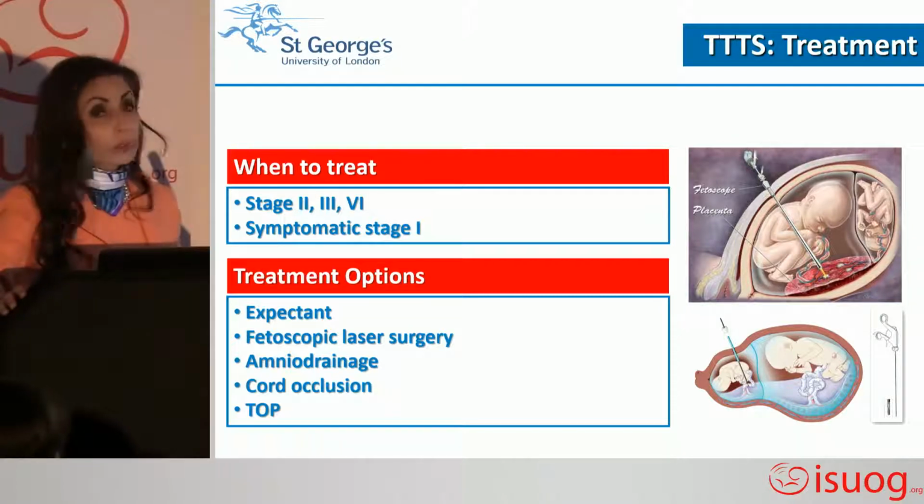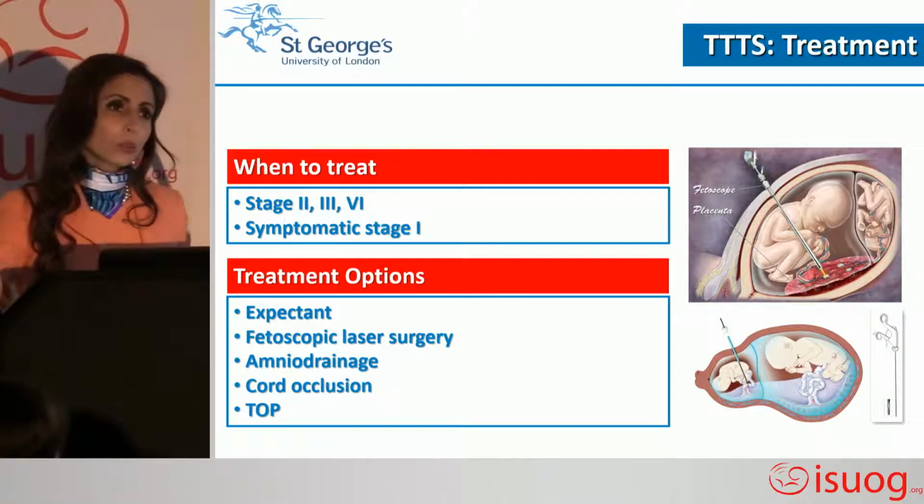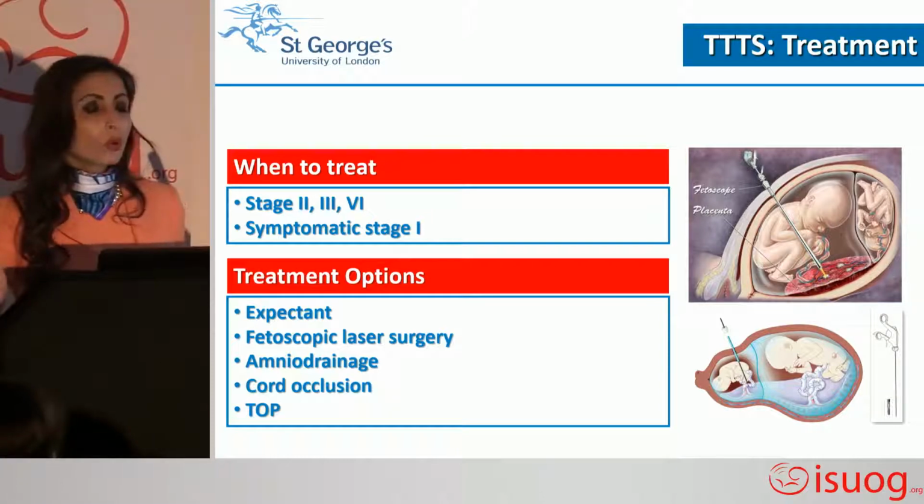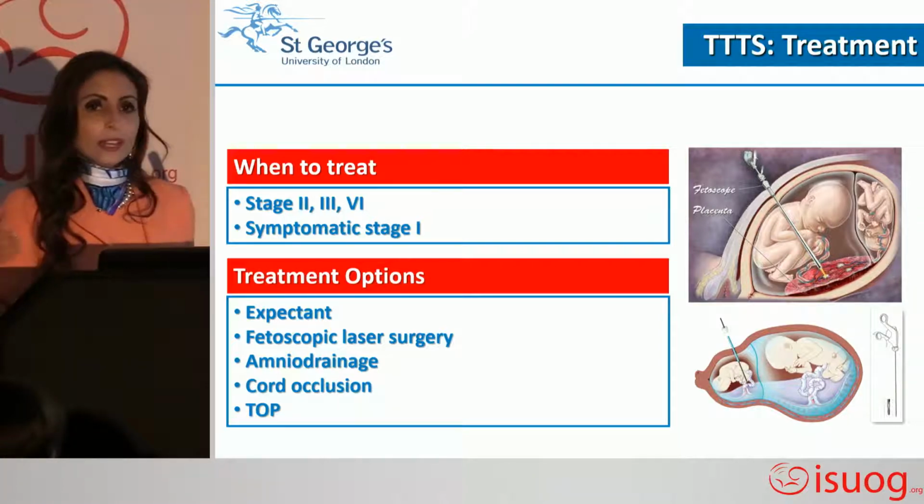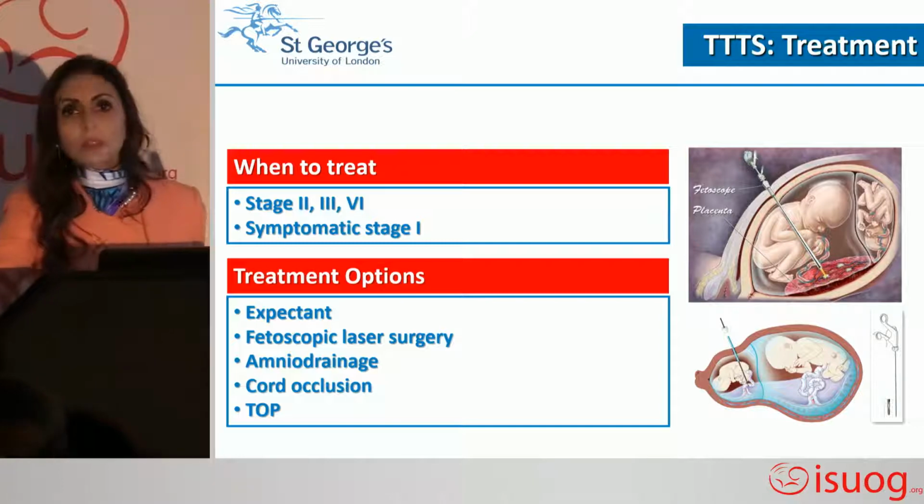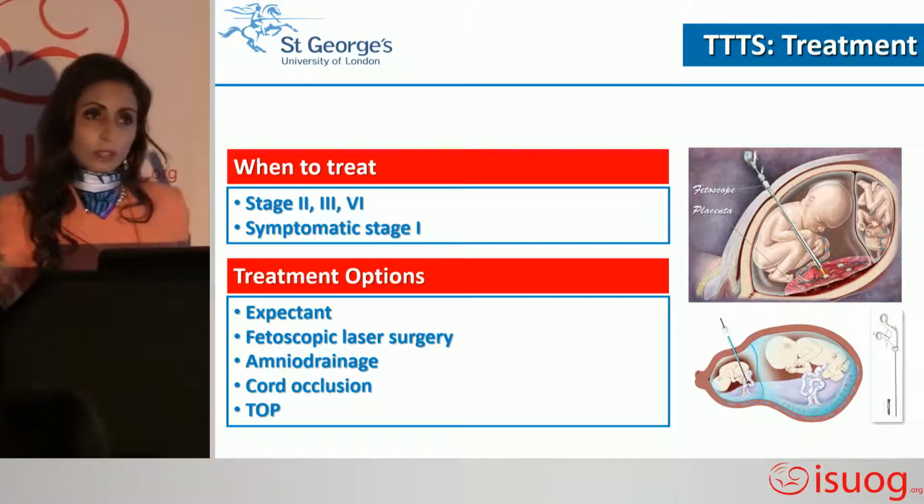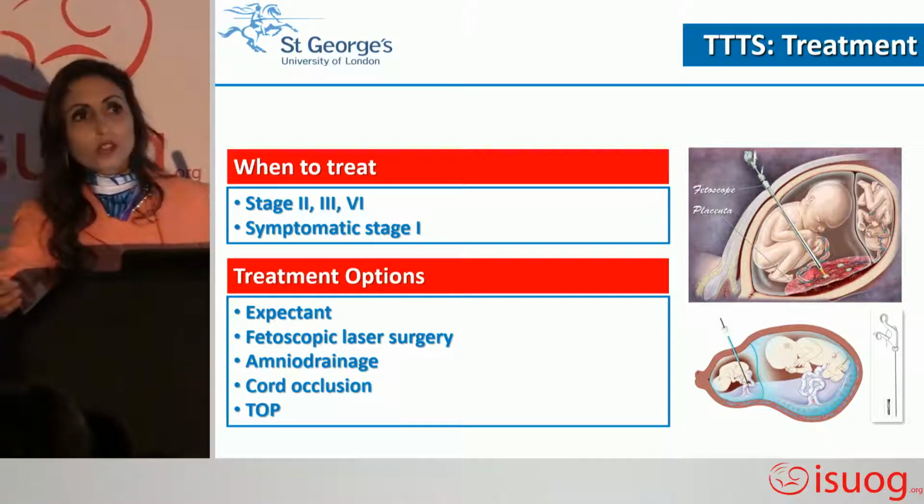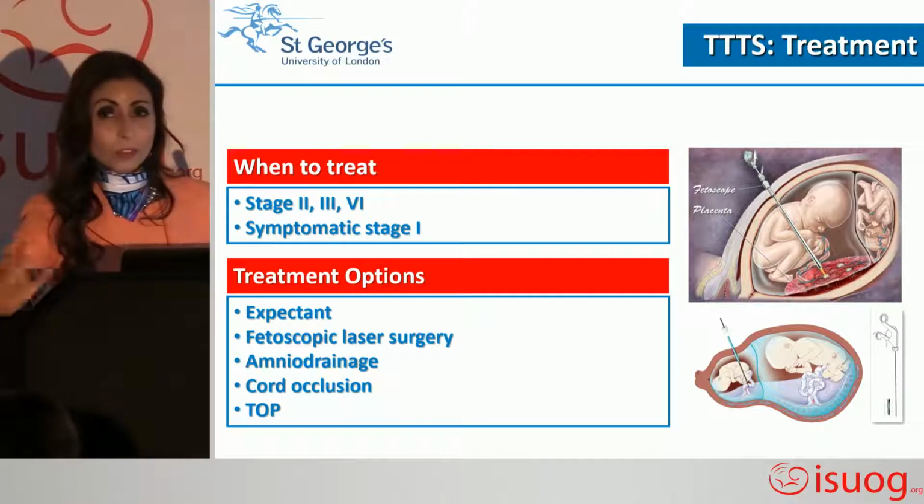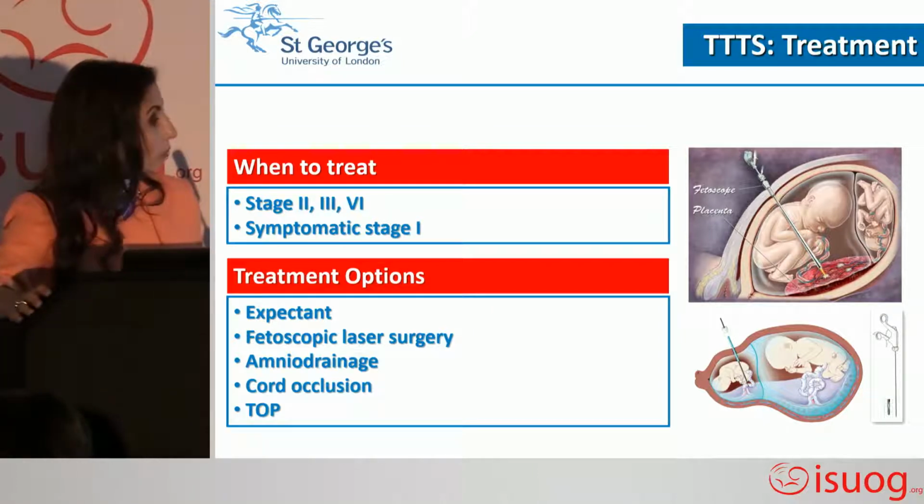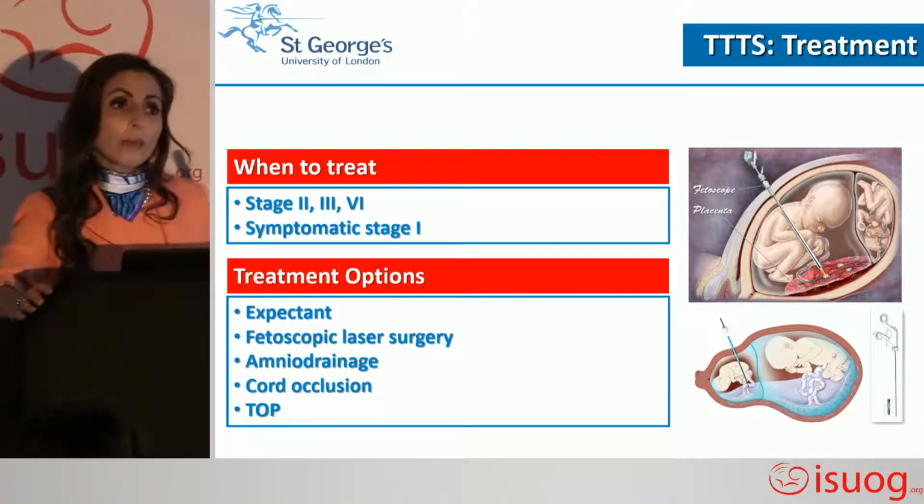And then there's the option of cord occlusion, particularly where, for example, there is already a cord anomaly in one of the babies and you have TTTS on top. It may also be an option in a very advanced stage of TTTS, like stage 4, when one baby is hydropic and you know that the prognosis of this baby is likely to be poor. There's also the option of termination of the entire pregnancy.